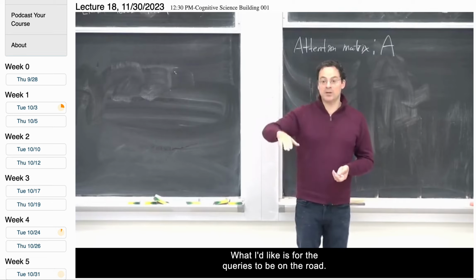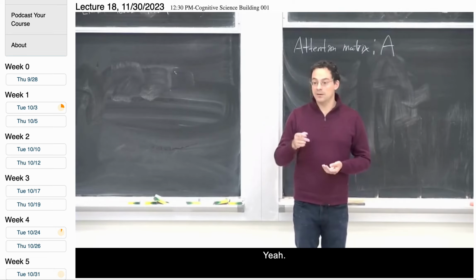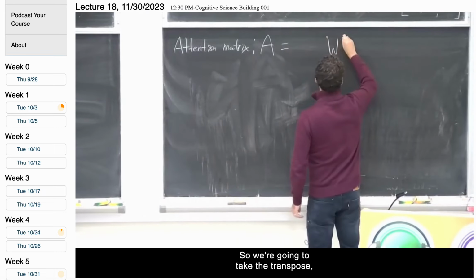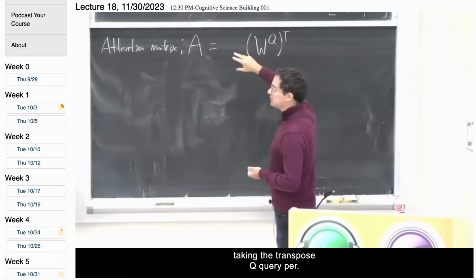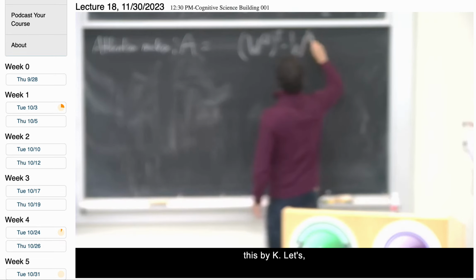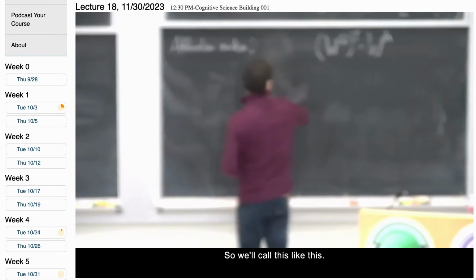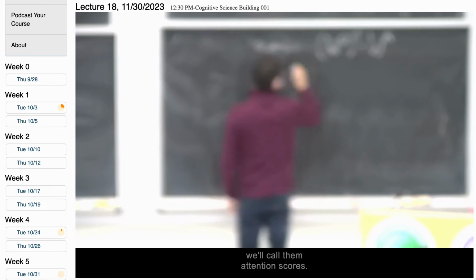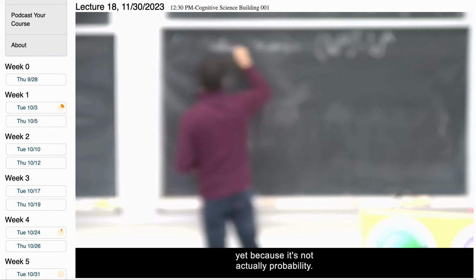What I'd like is for the queries to be on the rows. So we're going to take the transpose. Taking the transpose gives one query per row, and we multiply this by WK. We'll do this in two steps. These are the scores, like attention scores. They're not attention probabilities yet, because it's not actually a probability distribution; they haven't been normalized. Then we go through softmax.